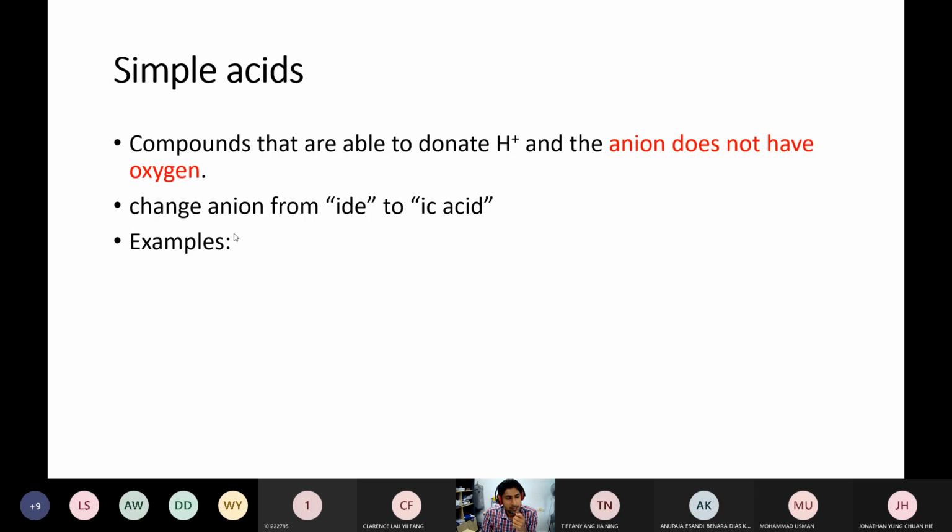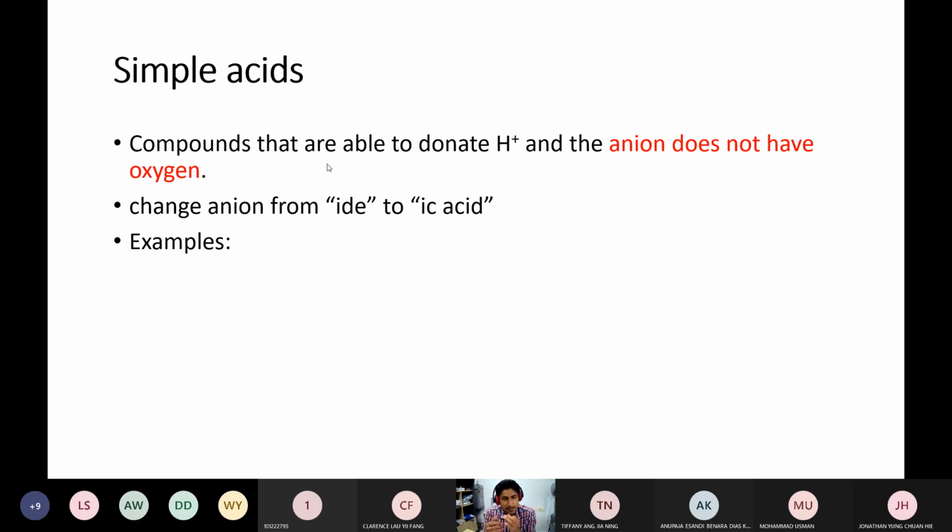All right, so now we move on to the acids. Those are simple acids. There are different definitions of acid, right? We already know the Arrhenius definition of acid, and then the Lewis definition, and the Bronsted-Lowry definition. We will study more about acids and bases in the weeks to come.